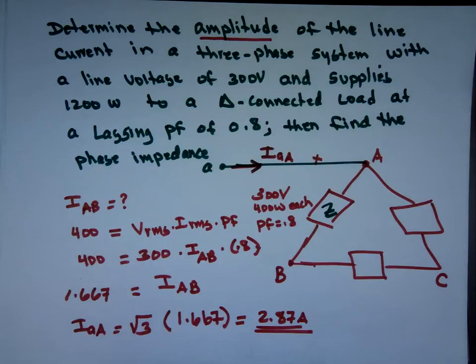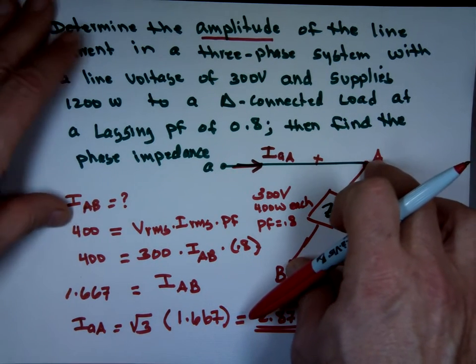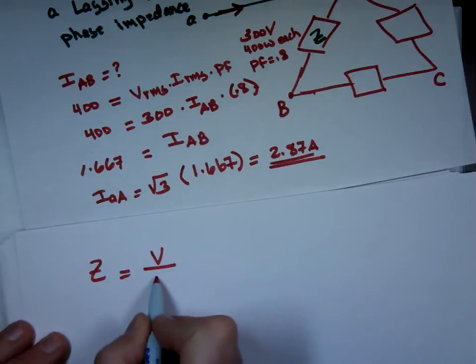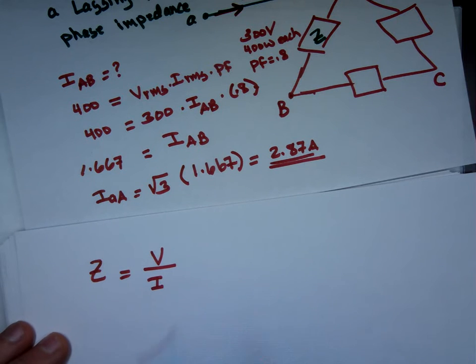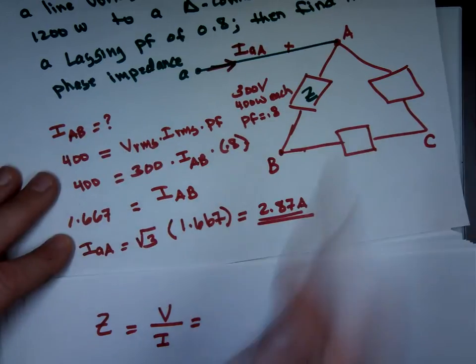Z is the voltage divided by the current, right? The voltage over the current. What is the current through this and what's the voltage here? Ohm's law says Z equals V over what? I. What is the voltage here? 300. 300, and what's the angle?